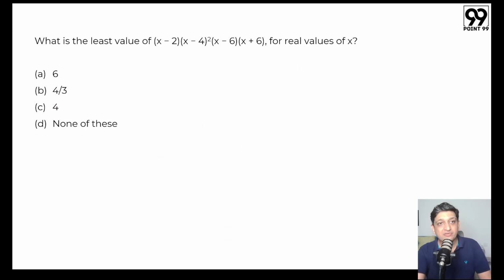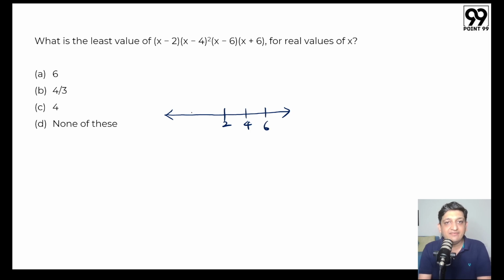Now let's have a look at this question. What is the least value of this? Now if you know how to draw the wavy curve, it will make your life much easier. So let me show you how exactly a wavy curve looks. So here I am going to have these 4 numbers. I have a 2, I have a 4, I have a 6 and I have a minus 6. Now these are the roots of this expression because at minus 6 it will become 0, at 6 it will become 0, at 4 it will become 0, at 2 it will become 0.